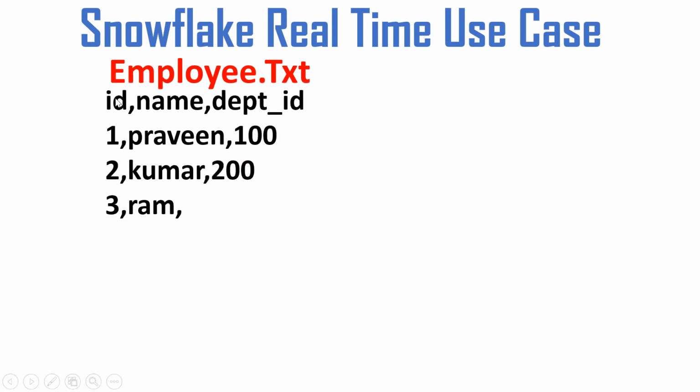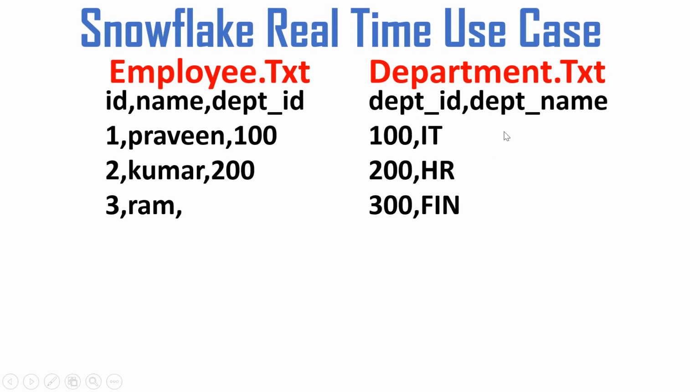Today we'll see one of the Snowflake real-time use cases. See what happened. I'm having one employee.txt file. It has three columns, ID, name, department, and three records. In a similar fashion, I'm having one more file, department.txt. It has two columns and three records. So these are the two files.